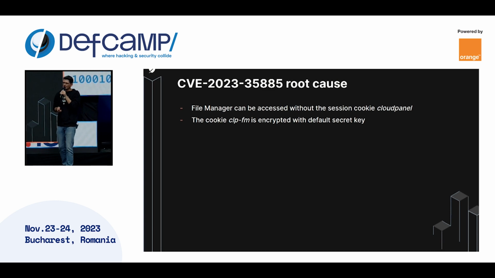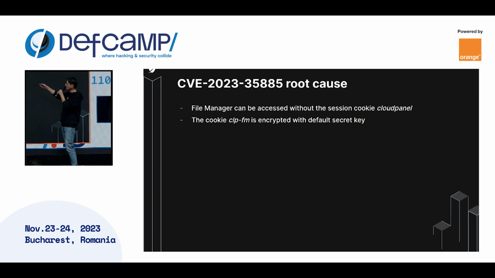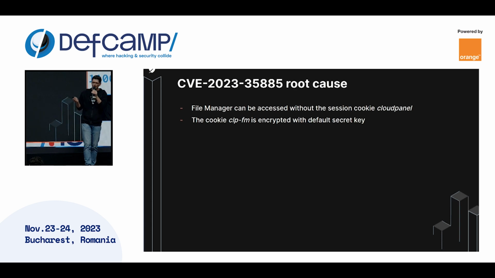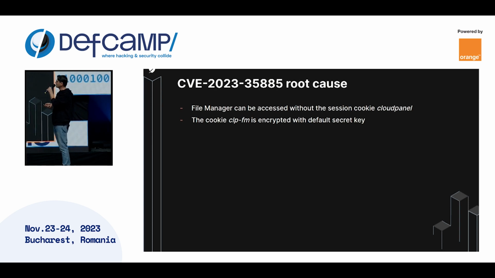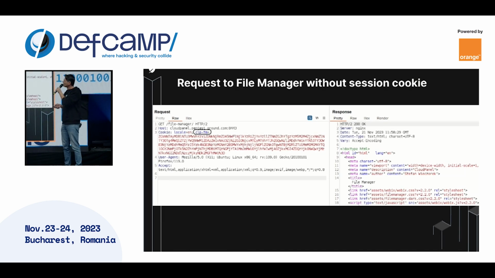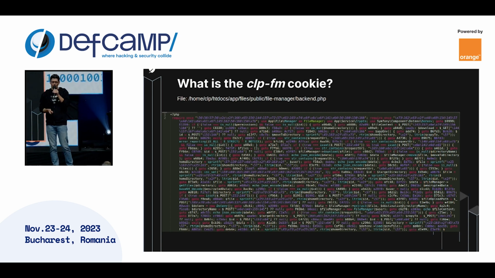However, the security researchers discovered that the file manager can actually be accessed without the first cookie, without the session cookie, so without any authentication. And the question is, how can we obtain the second one so we actually gain access to the file manager without any authentication? And they found out that it was encrypted with the default secret key. I'll show you right now. So this is the request to the file manager without the session cookie. It's actually the same result. And right now, what about the second cookie?